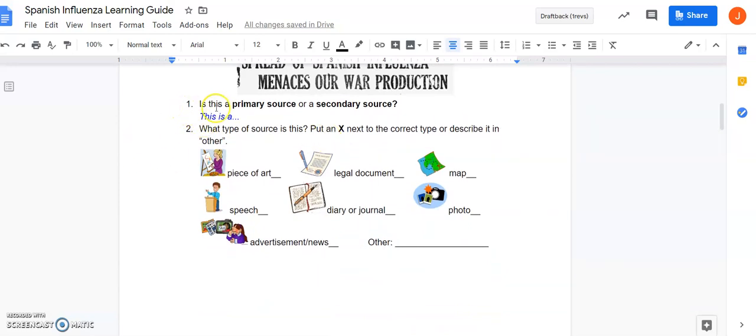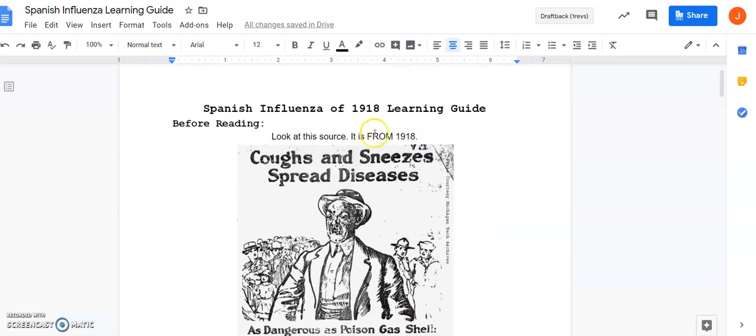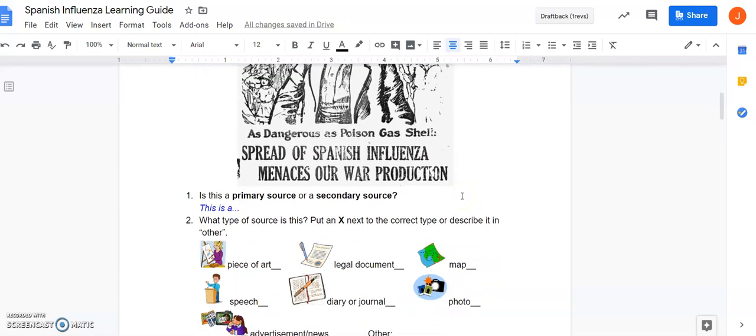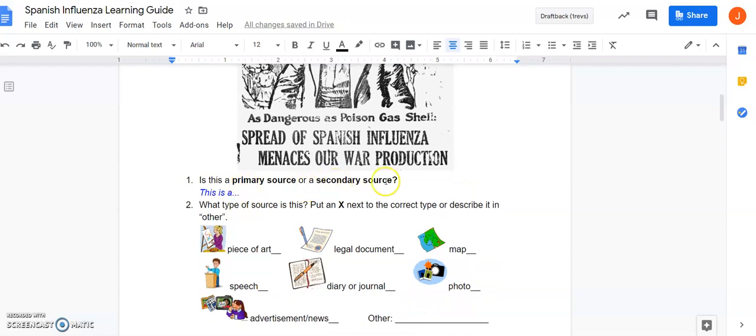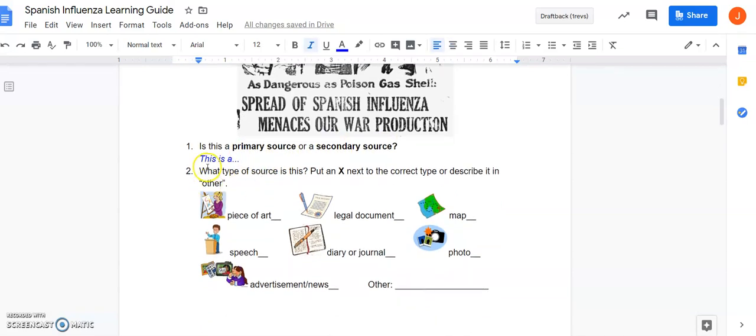Number 1, is this a primary source or a secondary source? So think back. This is from 1918. It is from history. So does that mean it's primary or secondary? Write your answer here. What type of source is this? Put an X next to the correct type or describe it in other.